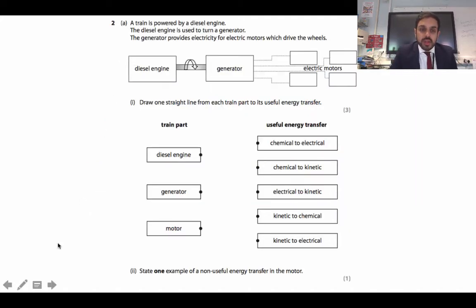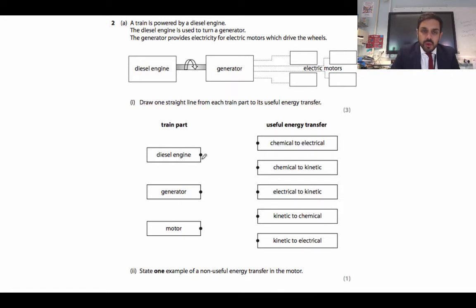Okay, let's try an example here. A train is powered by a diesel engine. A diesel engine is used to turn a generator. The generator provides electricity for electrical motors. We'll have a look at how generators work later. Now, it says, draw one straight line from each train part to the useful energy transfer.